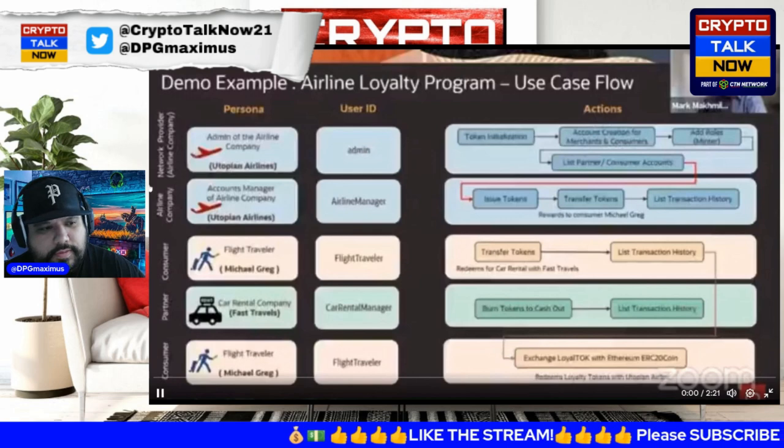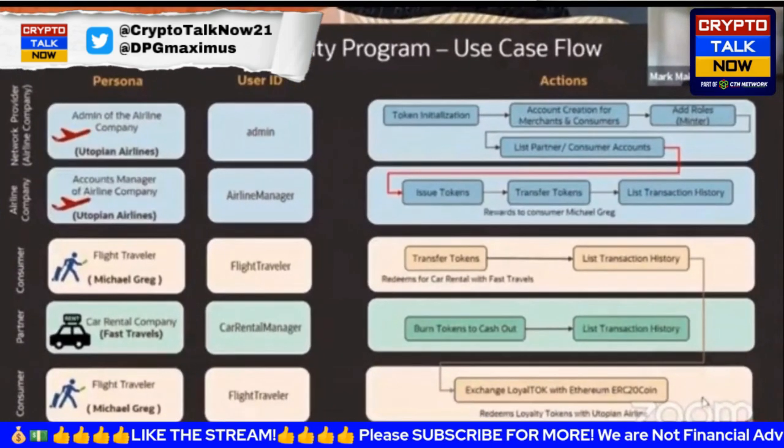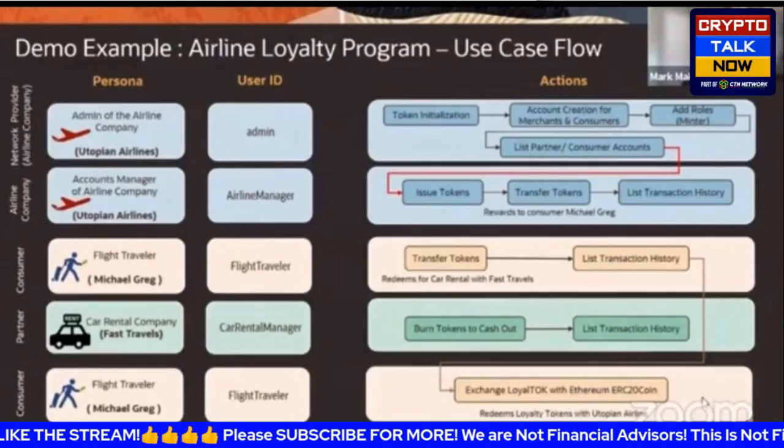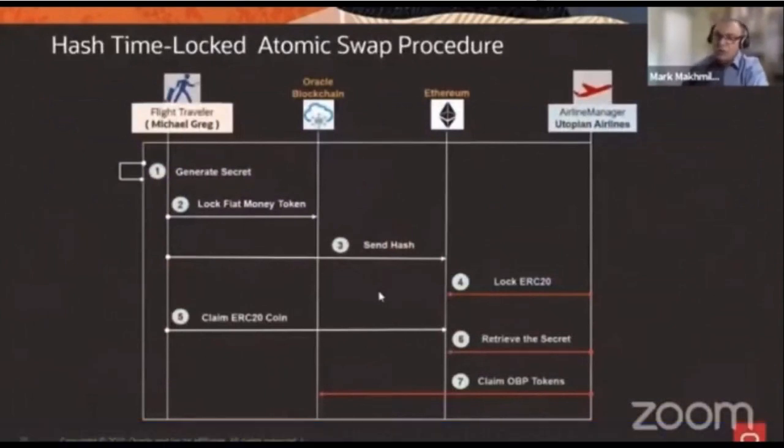Here we go. You could do it with other coins as well. And this is the exchange that's being facilitated by the Quant networks, and we're going to see that part of the demo as well. The way that exchange works, it's using something called hash time locked atomic swaps, which, if you're not familiar with, I'll briefly explain. So we have essentially two entities here: the traveler and the airline. The traveler will generate a secret. You can think about it as a one-time password maybe.